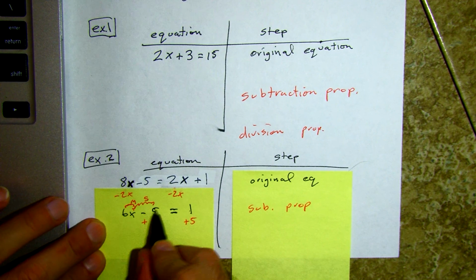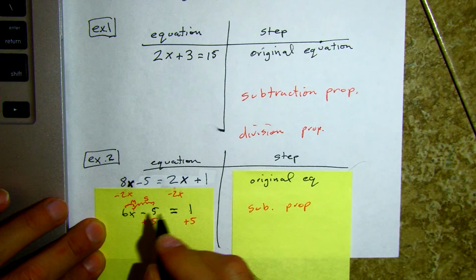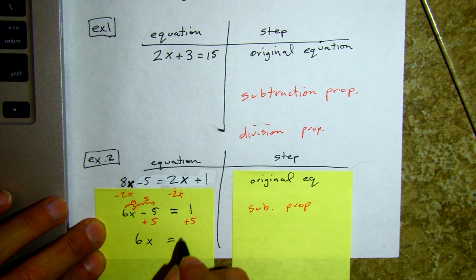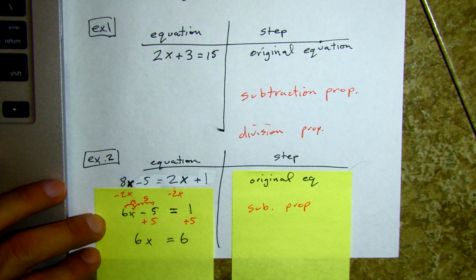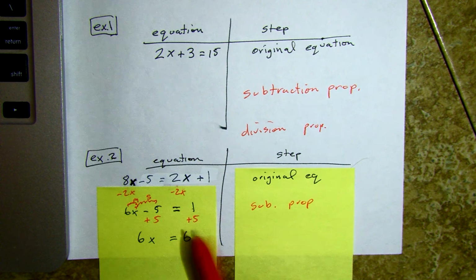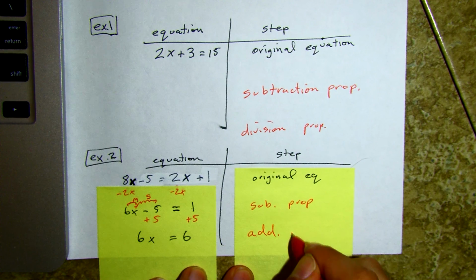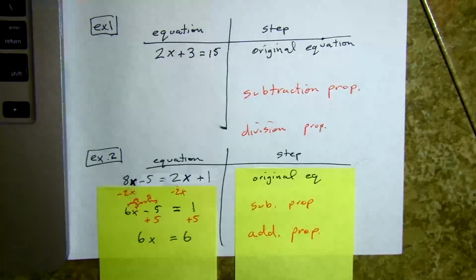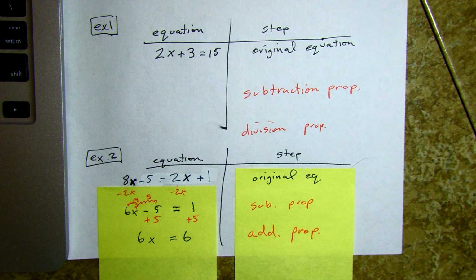And what do I end up with? Negative 5 plus 5 negates out, becomes 0. 6x is equal to 6. I like where this is going. How did we go from this step to this step? We used the addition property. Okay, are you now seeing that last night's homework is pretty quick? Seeing what property you're using. Good, Lily.